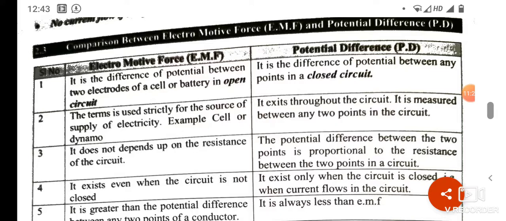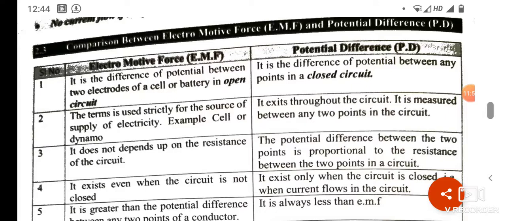The term is used strictly for the source of supply of electricity, like we said earlier. In a cell or a dynamo, the output voltage can be termed as electromotive force. So it is not a closed circuit, it is an open circuit. But potential difference exists only in a closed circuit. It is measured between 2 points in a closed circuit.